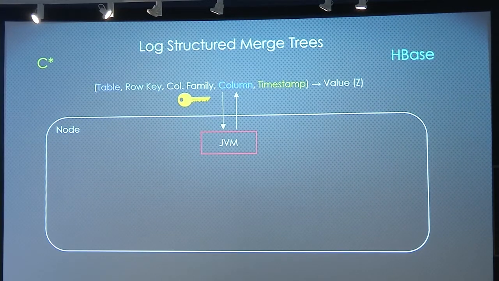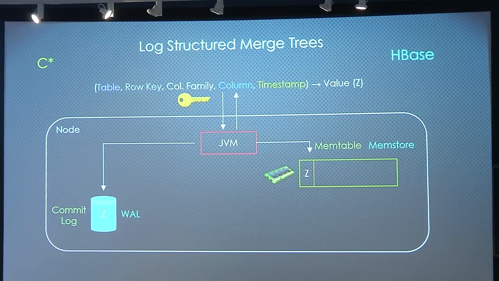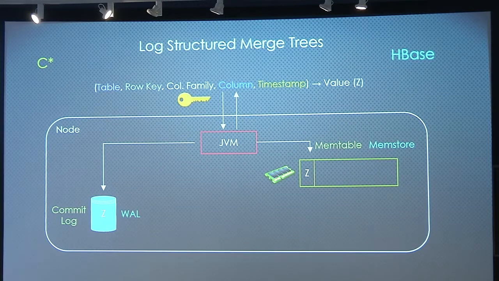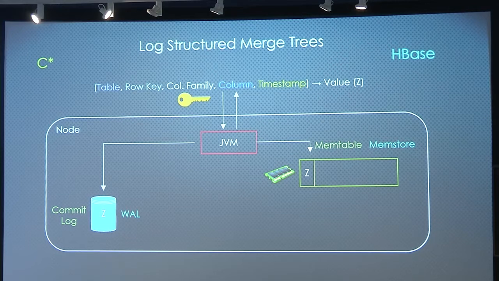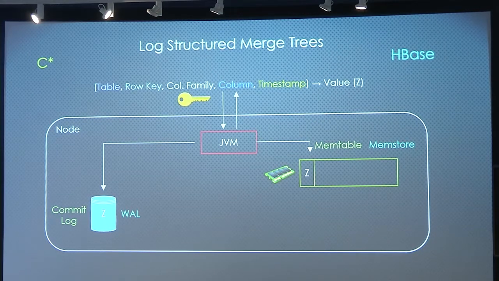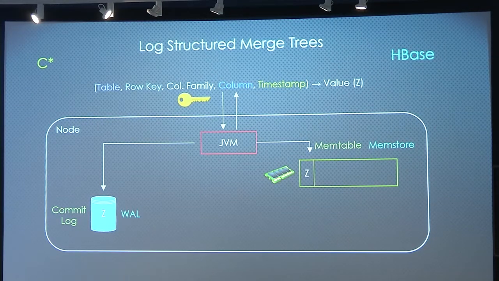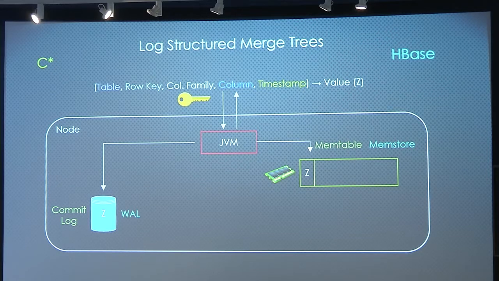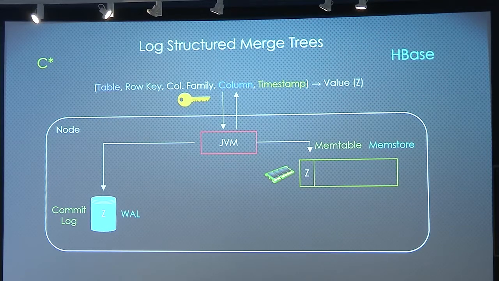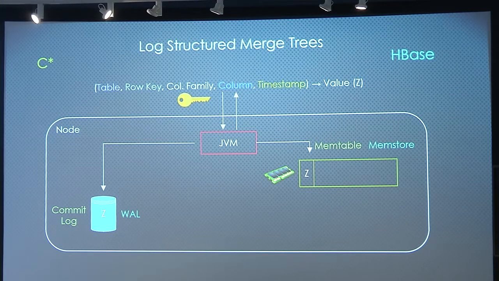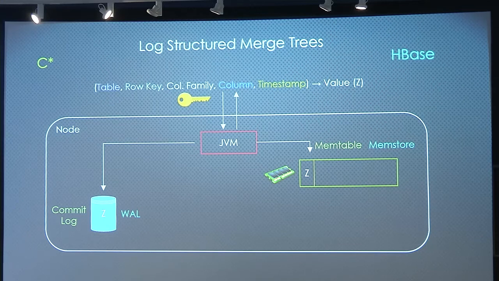Blue is going to be HBase and green will be Cassandra. From the JVM, the write gets duplicated to two places. It goes into something called a commit log or a write-ahead log. In Cassandra, you call it commit log. In HBase, you call it write-ahead log. So the Z went into there. And this is a sequential file. So if you're using a spinning disk, you're not doing a disk seek. You're just writing to the very end of the file, right? And usually spinning disks can do sequential write throughput of like 120 megabytes per second.